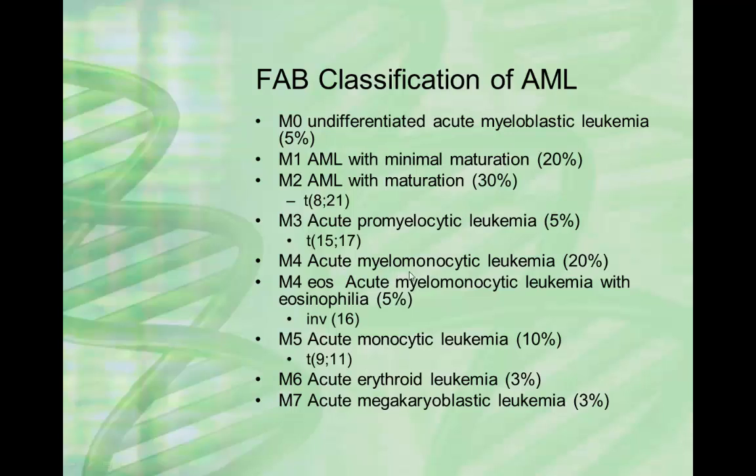M4, acute myelomonocytic leukemia, which is 20%, and so on, up to acute megakaryoblastic leukemia that includes all the myelocyte lineage. The higher you go, the poorer the prognosis, and the higher the chromosomal abnormality involvement.